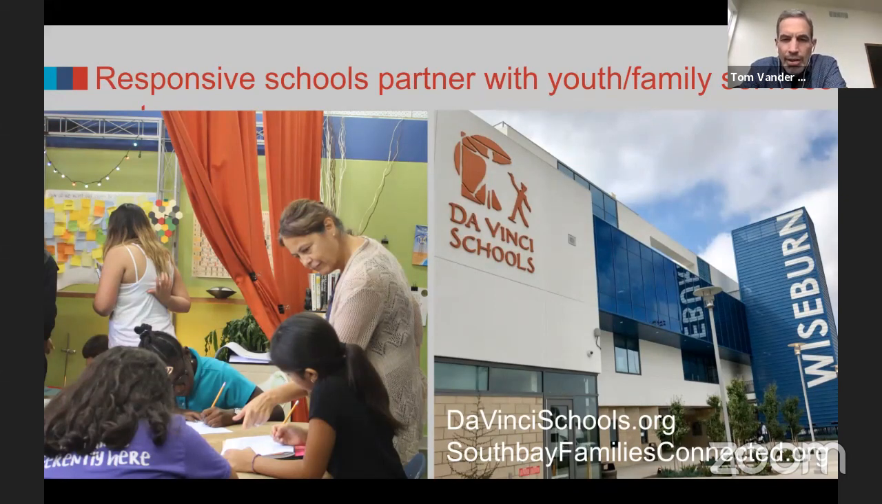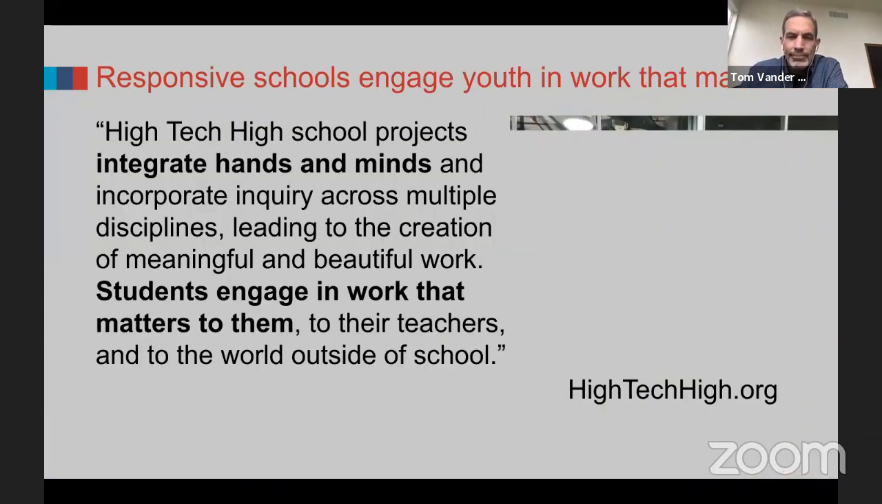As we conclude here, responsive schools really partner with youth and family services. So they provide youth and family services, and they bring them into the building. One of my favorite examples is Da Vinci Schools. This is just south of LAX in El Segundo. They're part of the Wiseburn district. So it's an interesting combination of a set of charter schools that were adopted by a K-8 district, and together they work closely with nonprofits like South Bay Families.